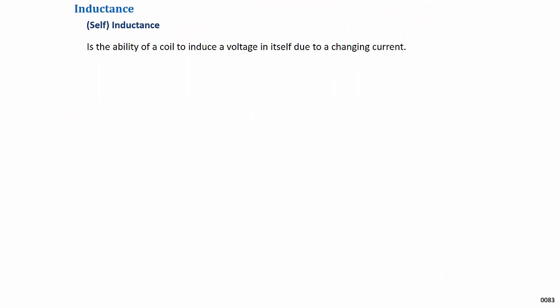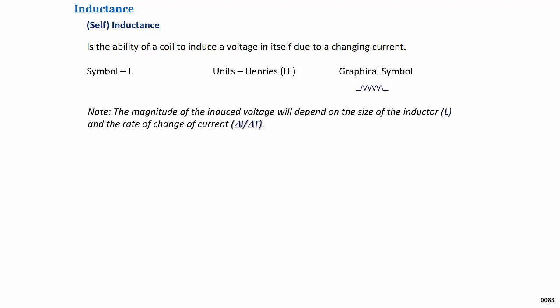Self-inductance is the ability of a coil to induce a voltage in itself as a result of a changing current. The symbol associated with inductance is the letter uppercase L, and its unit is the Henry, abbreviated to the letter uppercase H. An inductor is represented in a circuit diagram by the symbol shown. The magnitude of the induced voltage will depend on the size of the inductor and the rate of change of current.